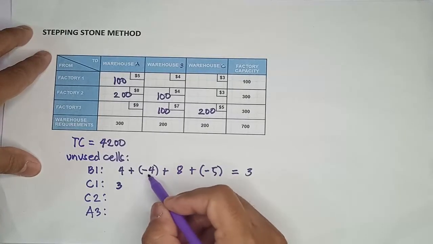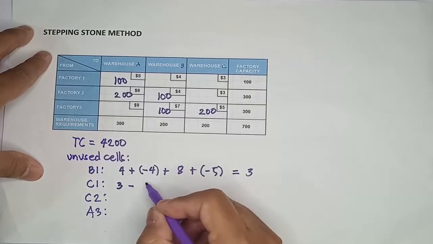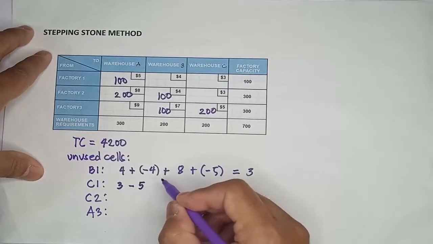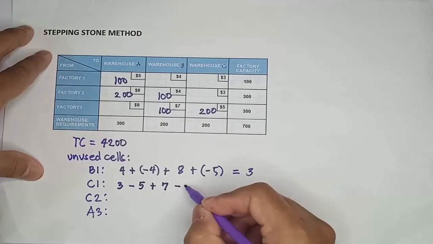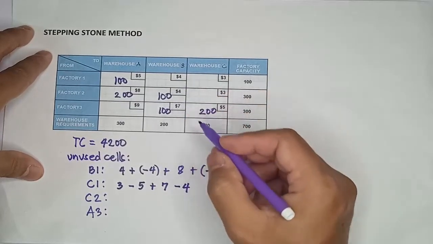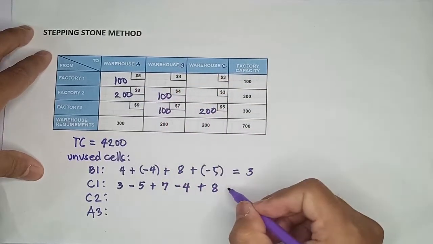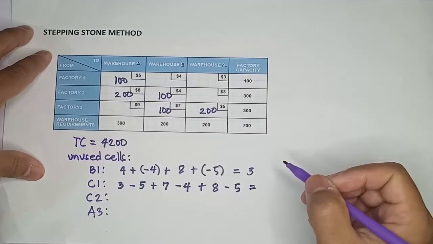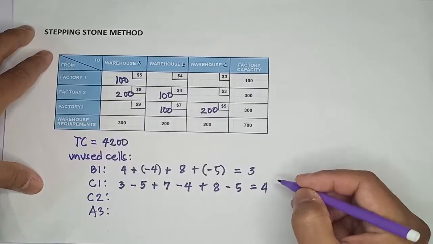Instead of adding a negative number, we can directly subtract the transportation cost. So minus 5, plus 7, minus 4, plus 8, and minus 5. And this is equal to positive 4.